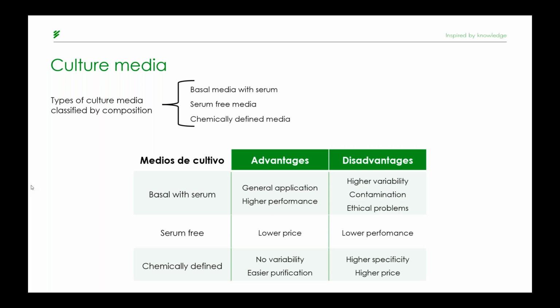Finally, we have the chemically defined media. Nowadays, this has become a very famous kind of culture media because the composition is completely known. There is no source of variability in its production. Additionally, these media usually don't contain animal origin components. The main advantages of this product are that it doesn't possess variability, and it's easier to purify the biological drug, the biologic product.